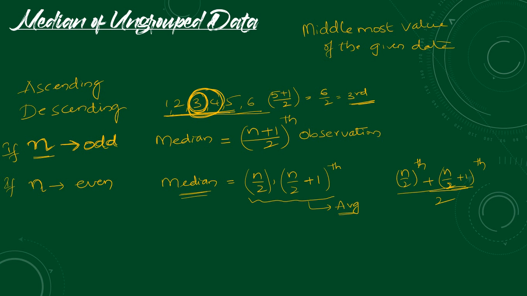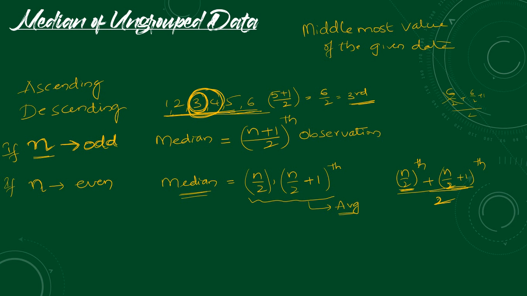So you need to calculate this value: the n by 2th observation, whatever its value is, and the n by 2 plus 1th observation, and consider the average of those 2 values. Some students directly consider n by 2, so if for suppose in this example n by 2 is 6, they will be considering 6 by 2 plus 6 by 2 plus 1 by 2.